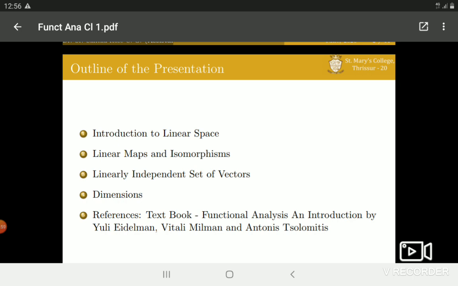So coming to the outline of this presentation, in this video, first we will have an introduction to linear space. Then we will deal with infinite dimensional and finite dimensional examples for linear spaces. Then we will discuss linear maps and isomorphisms in a condensed way. Then linearly independent set of vectors, dimensions, etc.